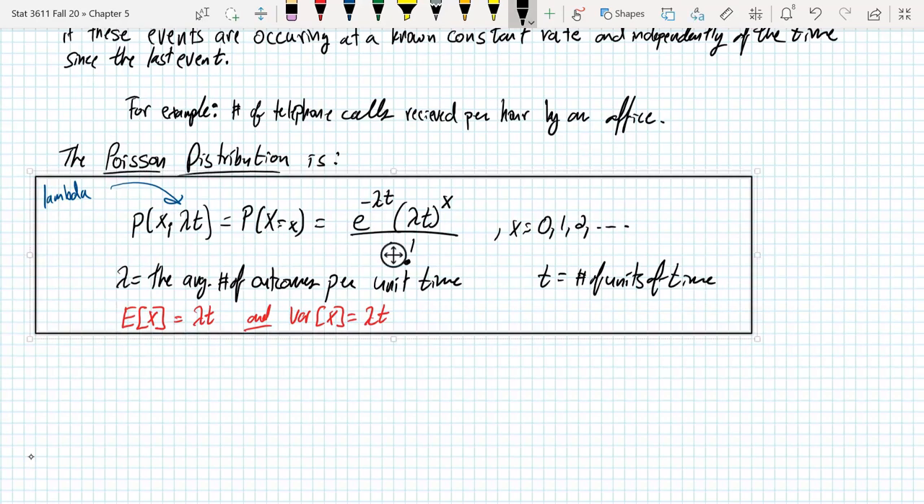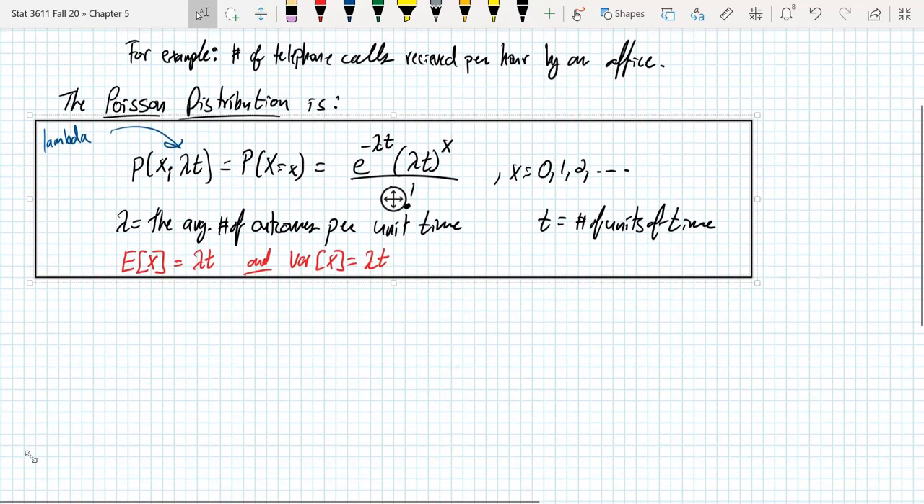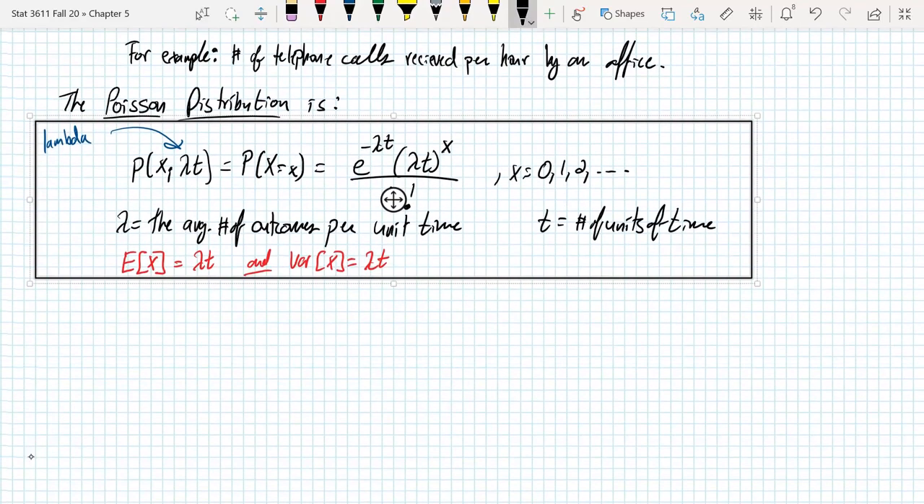Box around that. Bingo. Okay. All right. Okay, so we have that. So we have our lambda T times X. We'll take a look at some examples here shortly about how to work with the Poisson distribution. This is exactly the probability that you get X events occurring in that unit of time.